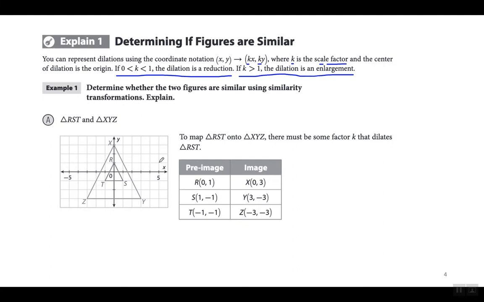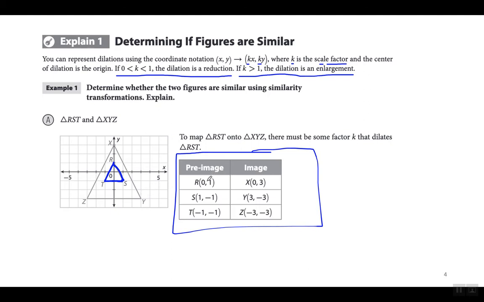Now let's look at what they're doing here, because this is also important and simple. They put the coordinates of the pre-image right here, triangle RST. In this case, it's the little one, triangle RST. Here are the coordinates. And here are the coordinates of the image, which is the bigger triangle, triangle XYZ.